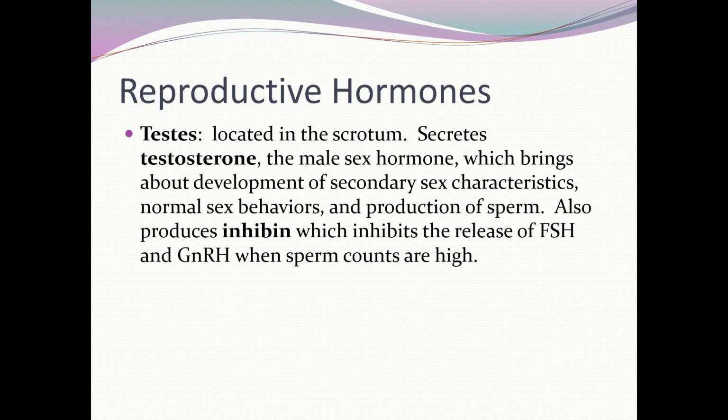The testes are located in the scrotum, and they secrete testosterone, which is the male sex hormone. This brings about the development of secondary sex characteristics, normal sex behaviors, and the production of sperm. The testes also produce inhibin, which inhibits the release of follicle-stimulating hormone and GnRH when sperm counts are high.